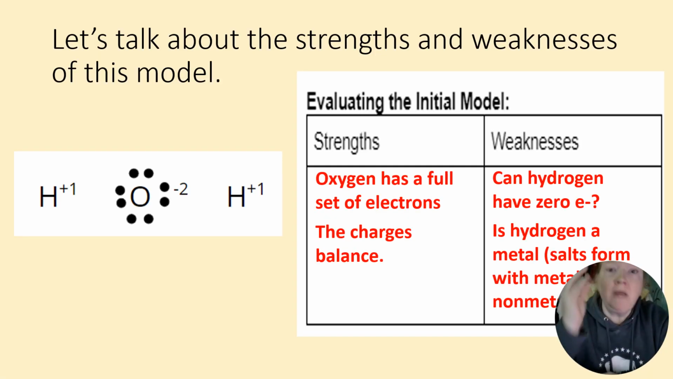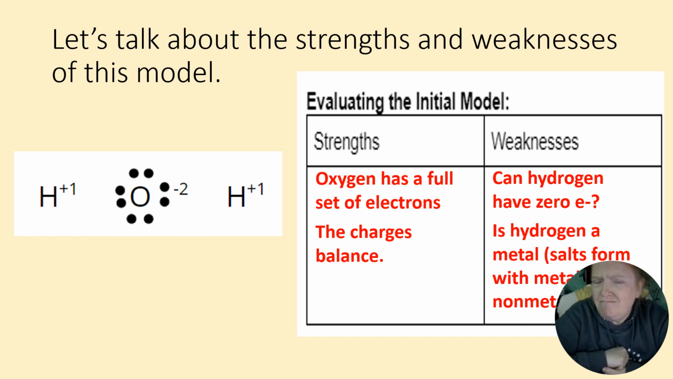So let's think about it. Let's talk about the strengths and the weaknesses. So this is what the model looks like, right? And a plus: oxygen has a full set of valence electrons. Look at it, 8 dots around it. The charge is balanced. What does that mean? Well, you have hydrogen with a +1, another hydrogen with a +1, that gives me +2. And then we have oxygen with a -2, and that gives me water with an overall charge of 0. 2 thumbs up for those.